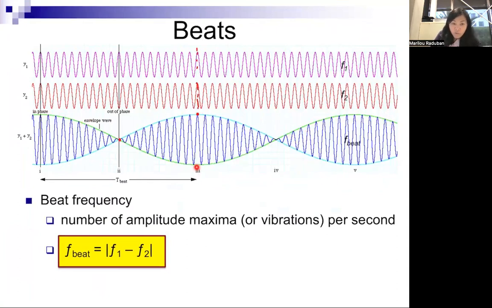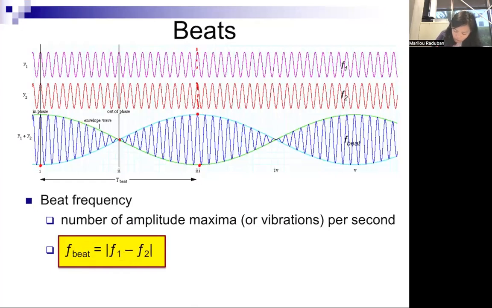And from this envelope wave, we can also measure the distance between two successive points and determine what we call beat frequency. Okay. So the beat frequency can be determined by subtracting the frequencies of the two waves that form the beat wave.